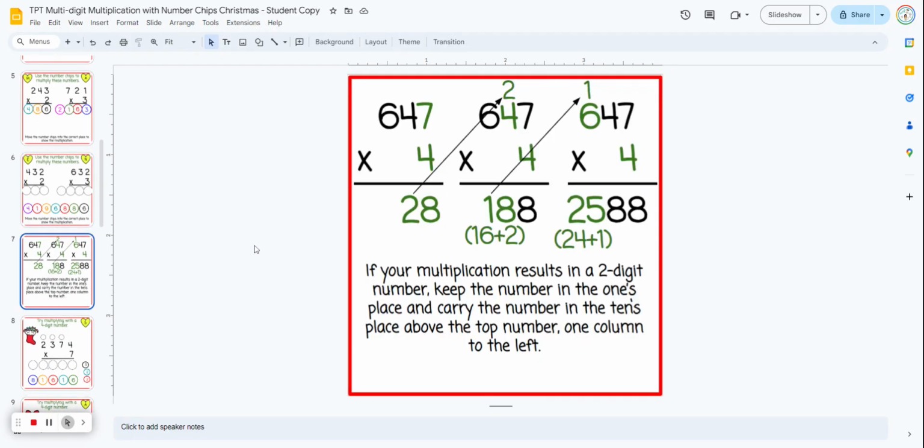Then they're shown what to do when they have to carry a number. So here they have 7 times 4 is 28. They're going to place the 8. 8's going to stay here. The 2, they're going to move to the next column to the left above this number. And then when they multiply 4 times 4, they're going to get 16. And they're going to add the 2 to get 18. The 8's going to stay here. The 1 will move to the next column to the left above this number. And they'll get 6 times 4 is 24 plus 1 is 25. And here they get their answer.